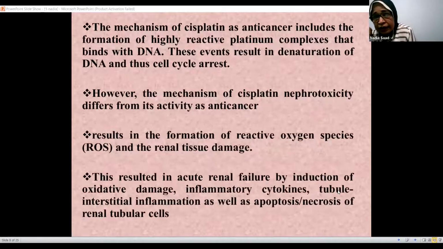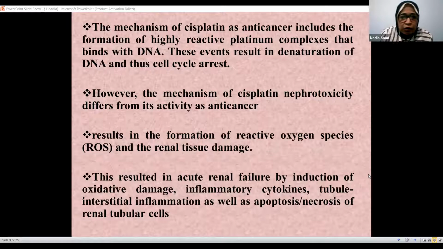The mechanism of cisplatin as an anti-cancer agent is through formation of reactive complexes with DNA, leading to denaturation of DNA and cell cycle arrest. The mechanism of cisplatin nephrotoxicity is different from its anti-cancer activity. The formation of reactive oxygen species and renal tissue damage is the result of cisplatin nephrotoxicity. This leads to acute renal failure by induction of oxidative stress, inflammatory cytokines, tubulointerstitial inflammation, as well as apoptosis or necrosis of the renal tubule cells.